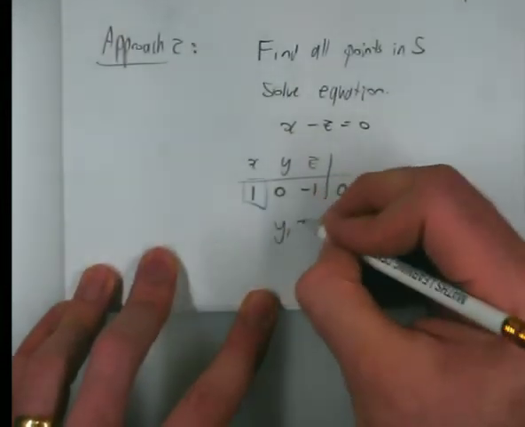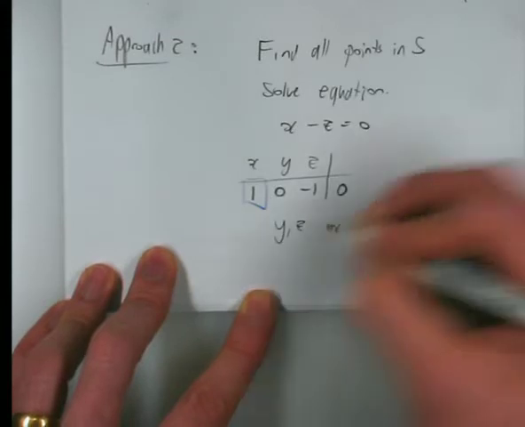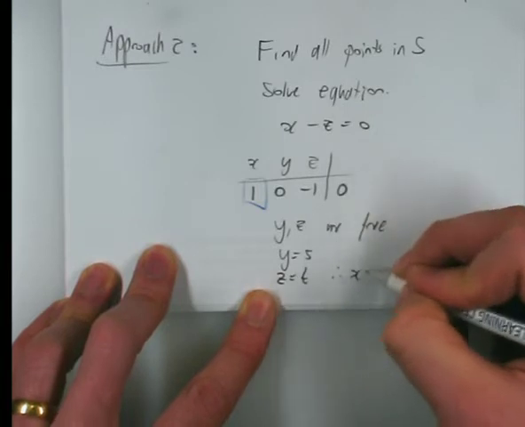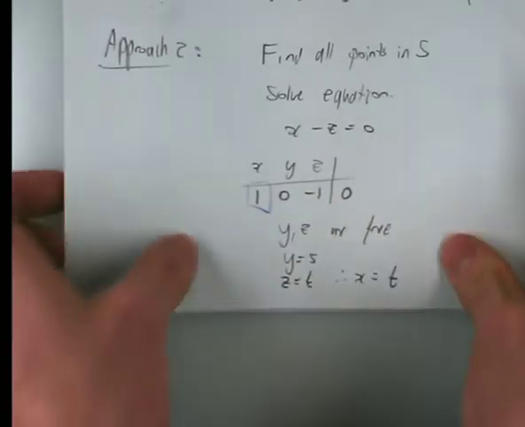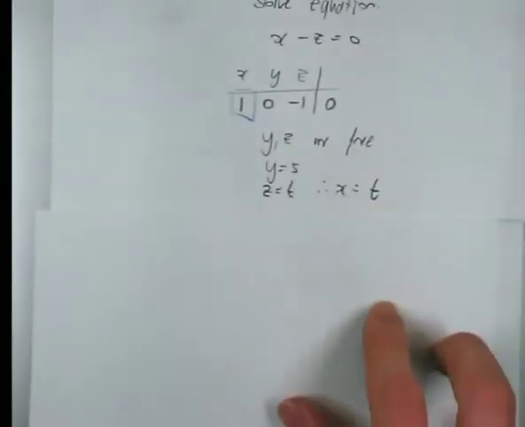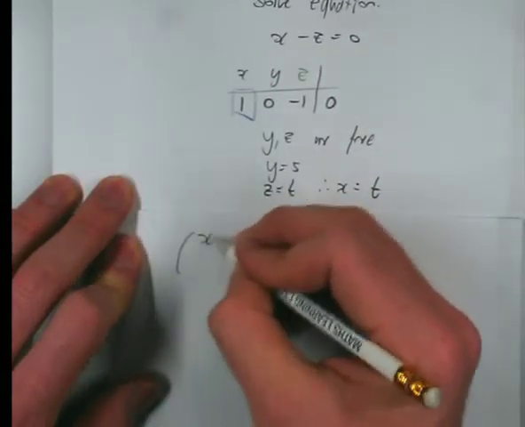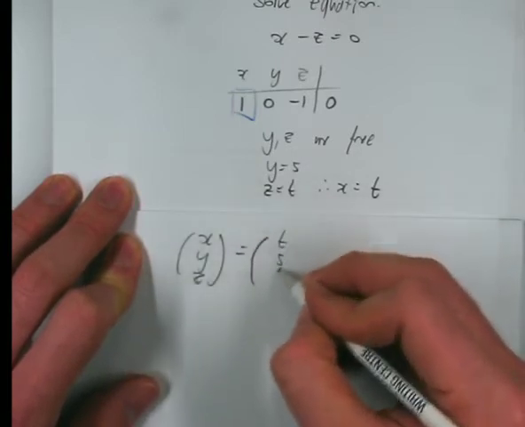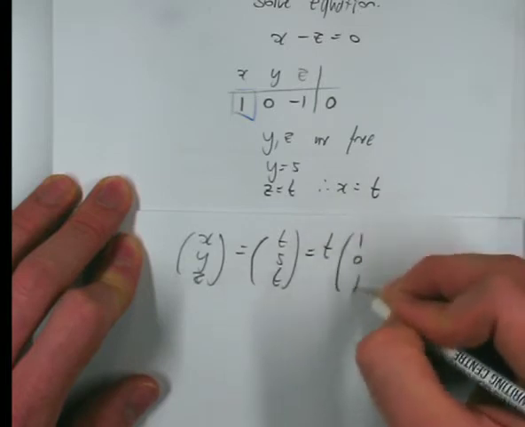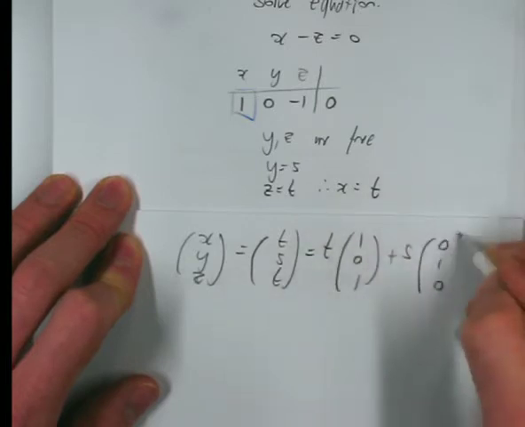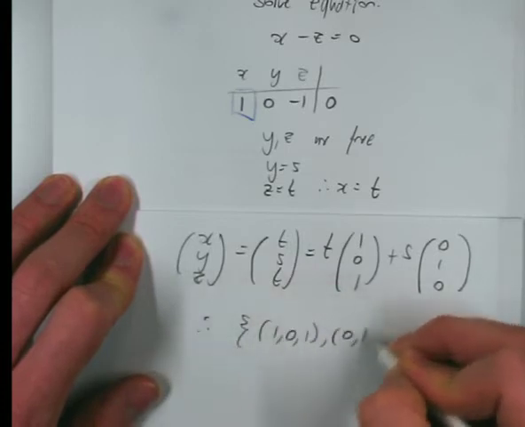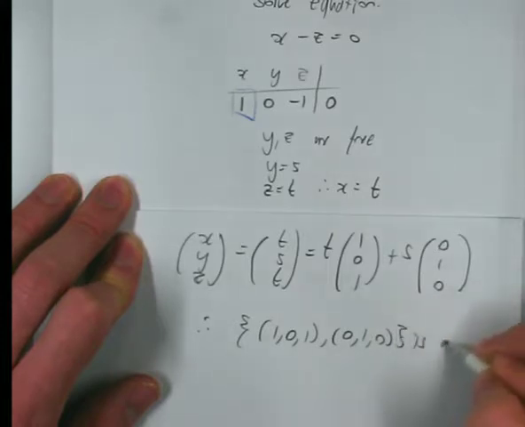So I could go y and z are free. So we'll let y be s and z be t, and therefore x equals t, and we'll get that x, y, z is t, s, t, which is t times (1, 0, 1) plus s times (0, 1, 0), and so therefore (1, 0, 1) and (0, 1, 0) is a basis for S.